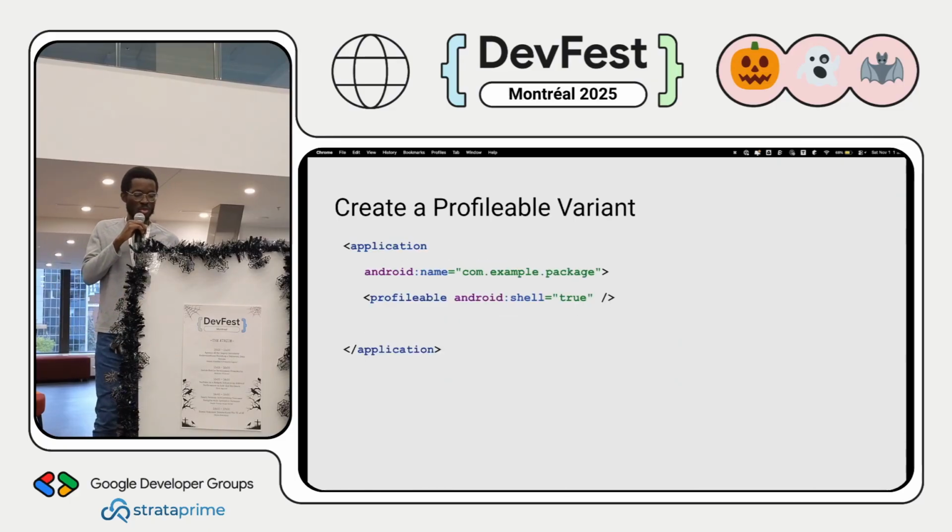And lastly, you need to add this tag into your manifest. So profilable shell true, right, to make your application being able to provide some data to the profiling tool.